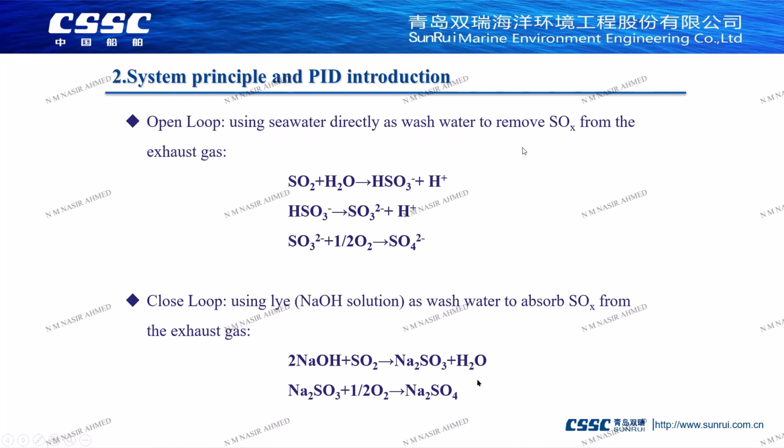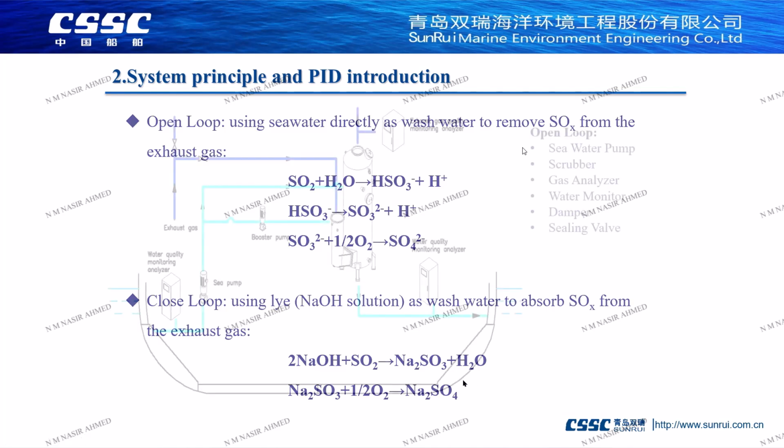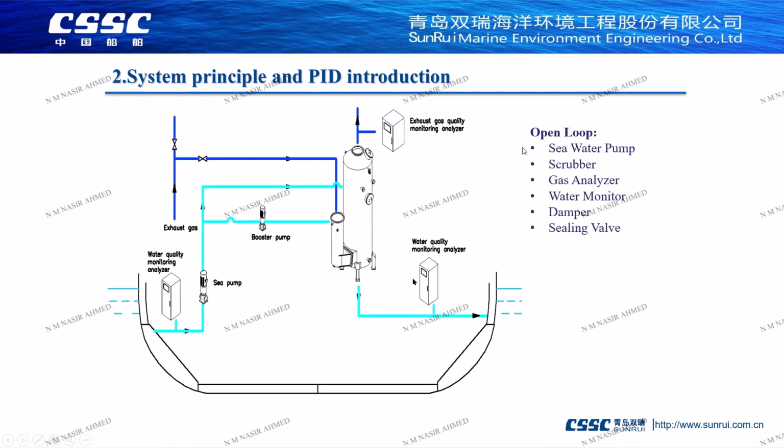The open-loop desulfurization system mainly consists of the following parts. First, seawater spray pumps. Followed by the main piece of equipment, the scrubber. The third is the flue gas analyzer. The fourth is the water quality analyzer. The fifth part is the flue gas valve. And the sixth part is the sealing valve.